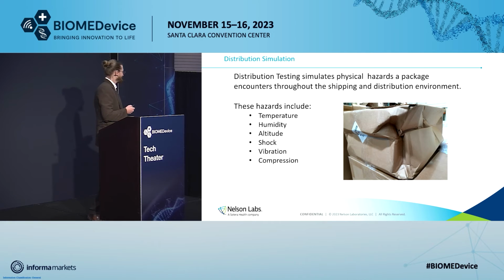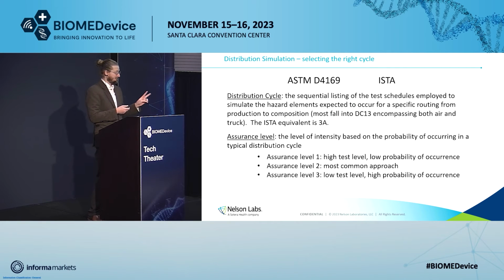We'll talk about that. There are 2 main standards to follow for distribution testing, ASTM and ISTA. And both of them require you to follow a certain distribution cycle. The distribution cycle includes the method of shipment. The most common one is DC-13, which includes truck and air shipments. If you know that there's train or other modes of transportation, it might be included in a different distribution cycle. DC-13 is probably about 90% of what we see.